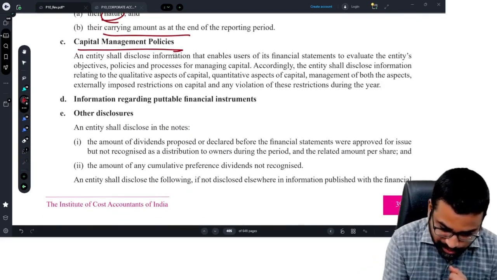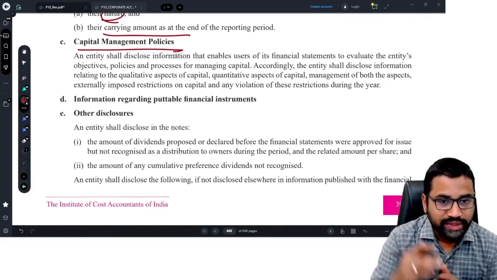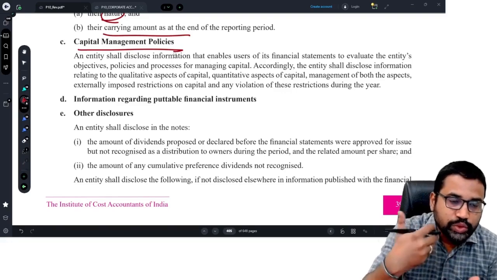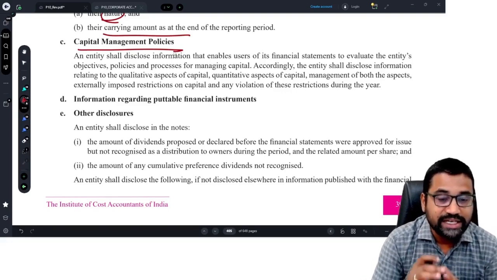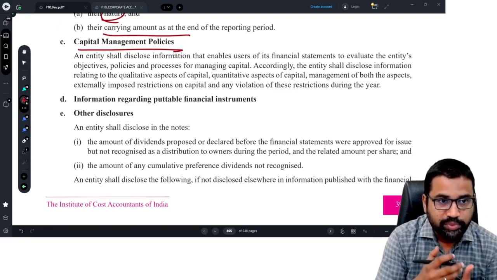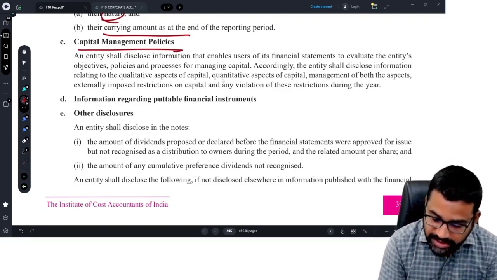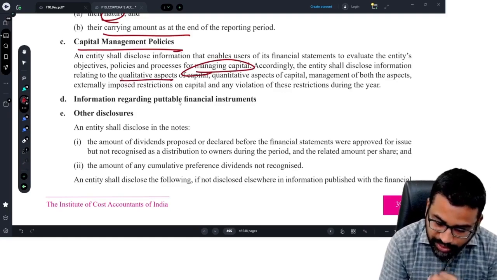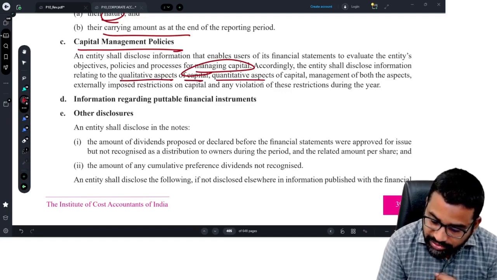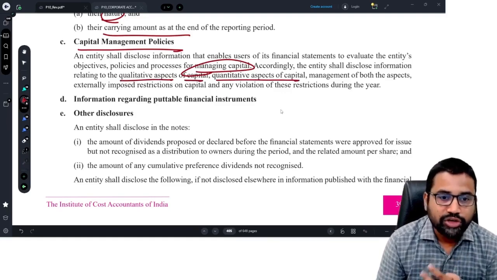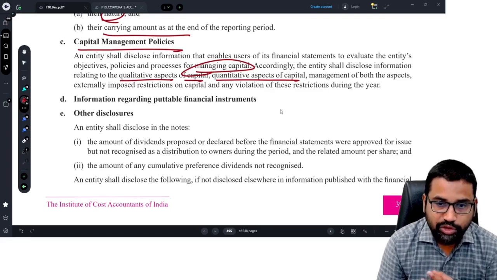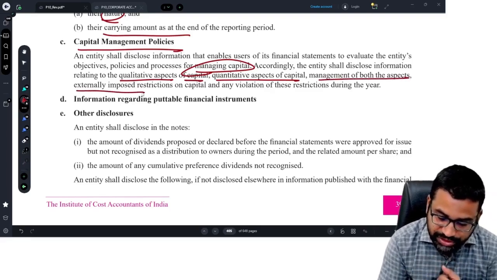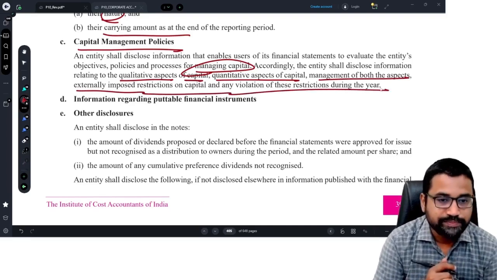And capital management policies. Along with the above information, the company shall also disclose the information that enables the users of its financial statements to evaluate the entity's objectives, policies, and process for managing capital. Accordingly, the entity shall disclose information relating to qualitative aspects of capital, quantitative aspects of capital, how much capital we brought, how much we used for this purpose, how much capital we redeemed. So management of both the aspects, externally imposed restrictions on capital and violation of those rules.